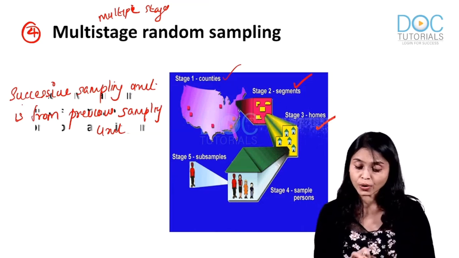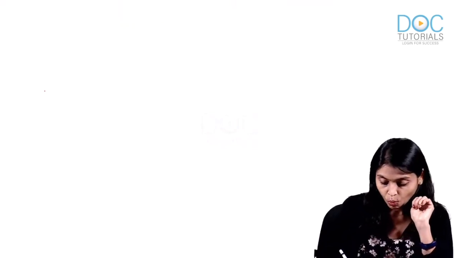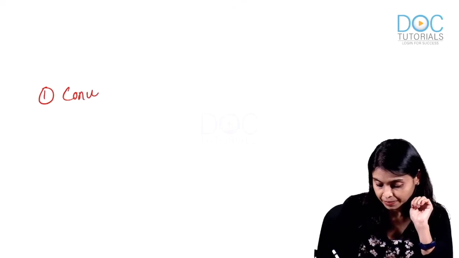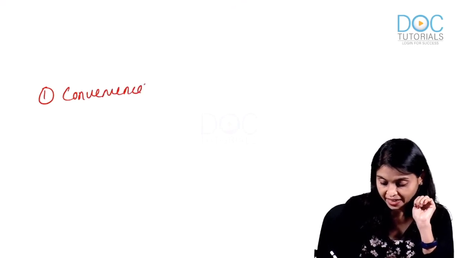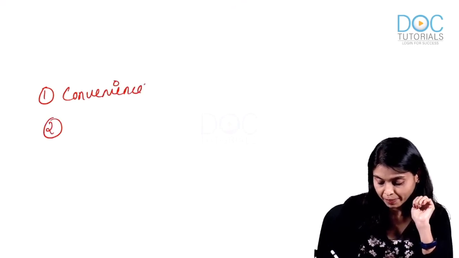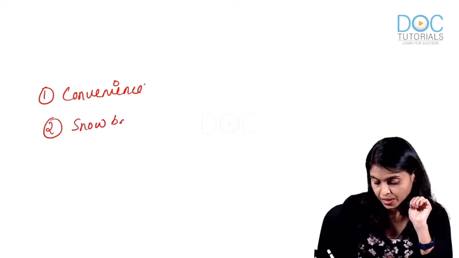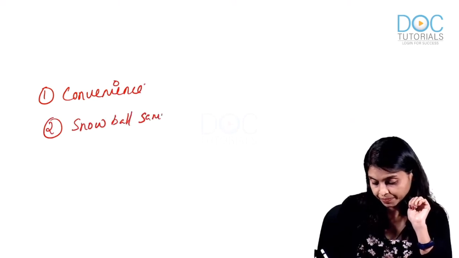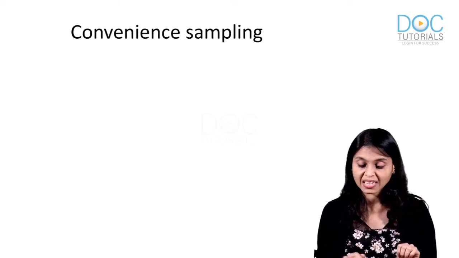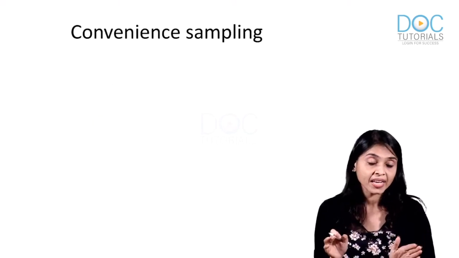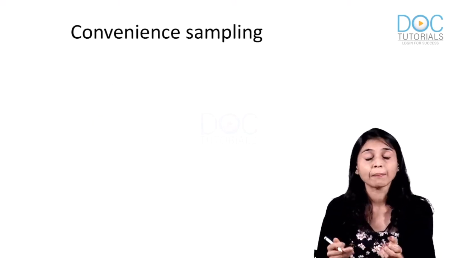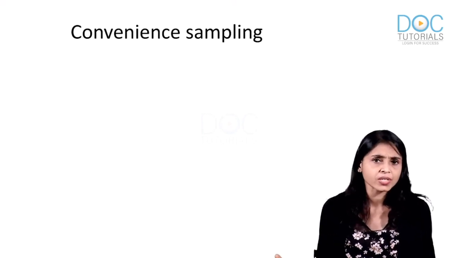Okay, moving on to non-random sampling. Non-random sampling methods are mainly divided into two. One is convenience sampling and the second is snowball sampling. Now, what is convenience sampling? As the name indicates, you are taking sample as per the convenience of the researcher.